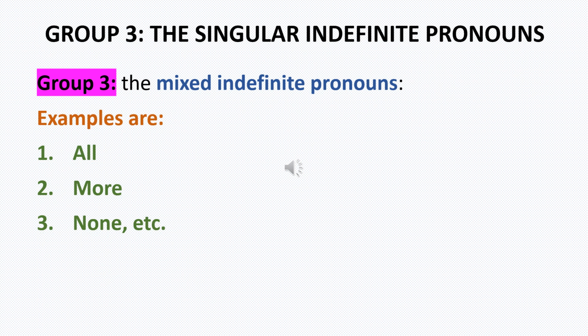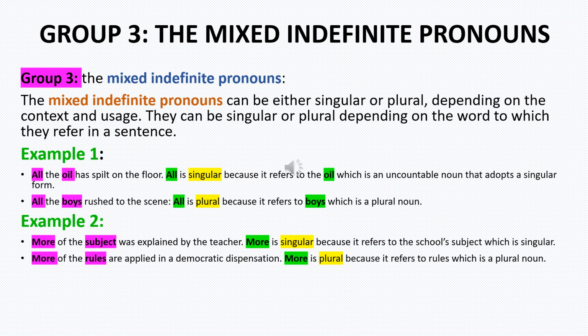Lastly, let's look at the third group of indefinite pronouns, which is the mixed group. The mixed indefinite pronouns are indefinite pronouns that can be either singular or plural depending on the context and usage. Examples are 1, all, 2, more, 3, none, etc. These indefinite pronouns are singular or plural depending on the word to which they refer in their respective sentences.